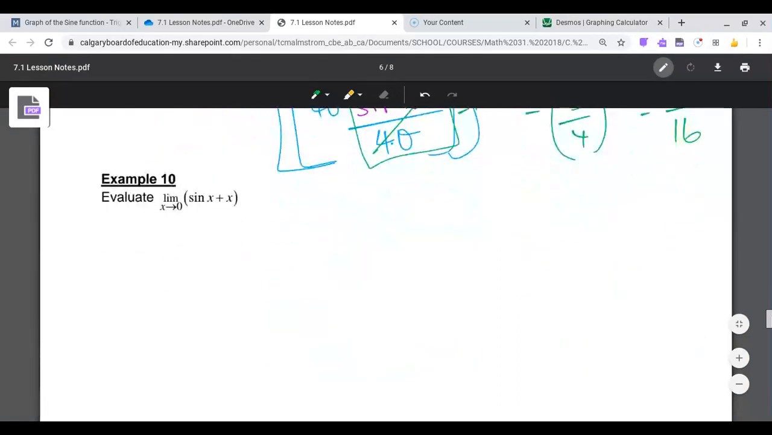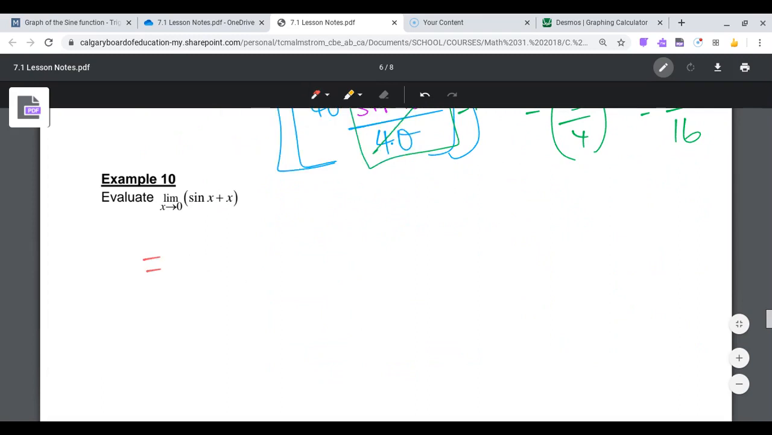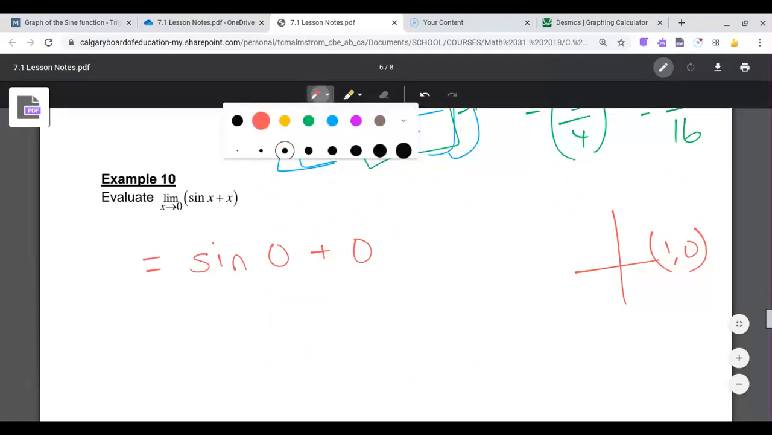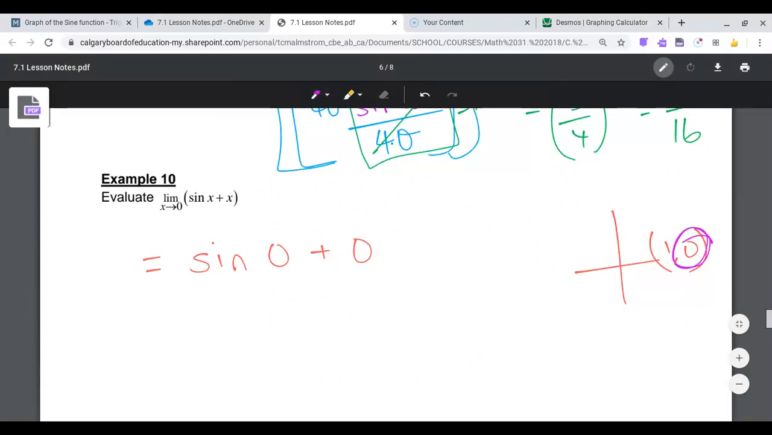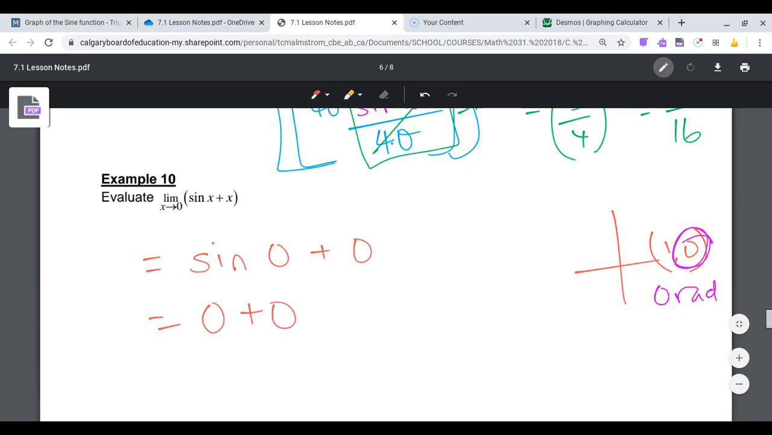All right, number 10. Again, I think you could do this one without me, but if you need to see another example, direct substitution will work here. So I can go straight to not writing the limit out. Sine 0 plus 0, looking for my y coordinate on my x-axis at 0 radians, is equal to 0. So this is just 0. 0 plus 0 equals 0.